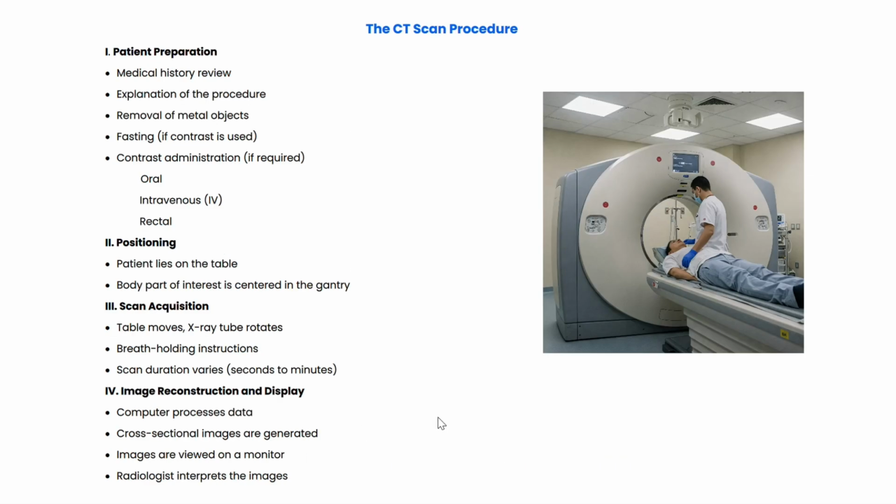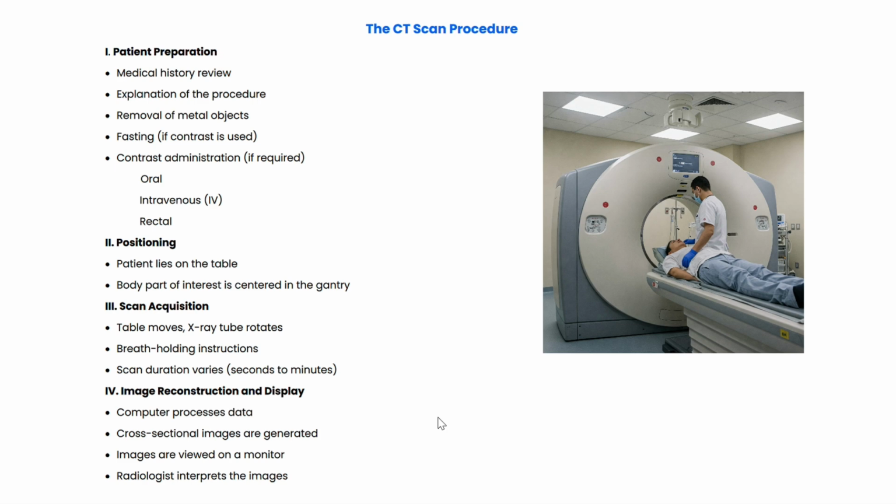Now let's walk through the CT scan procedure itself. First is patient preparation. The patient's medical history is reviewed and the procedure is explained. Patients need to remove any metal objects like jewelry. If contrast is used, they might need to fast. Contrast agents, which help highlight specific structures, can be given orally, intravenously, or rectally, depending on what we are imaging.